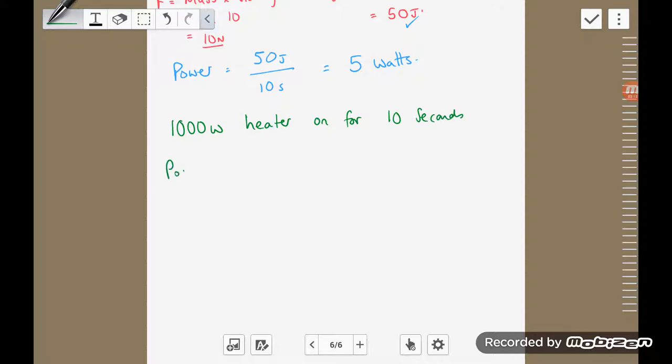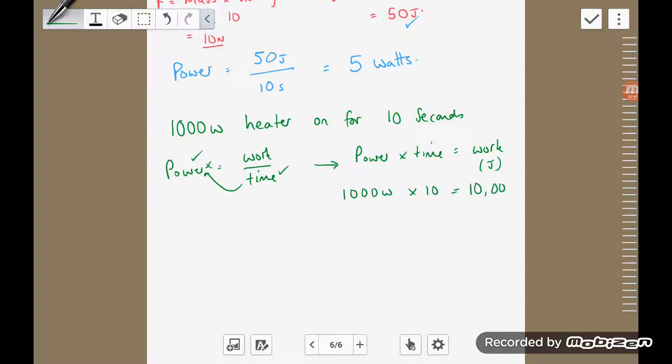Power equals work over time, but we've been given here the power in watts and the time, so we have to rearrange it. The time is being divided on the right hand side, so it's going to be multiplied on the left hand side. So power times time equals work in joules, and so we've got 1000 watts times 10 seconds, which equals 10,000 joules, and that's our work.